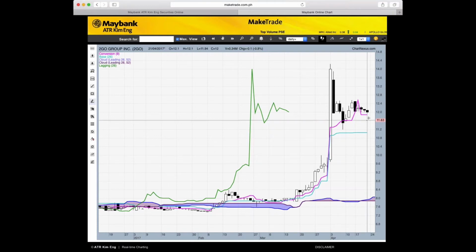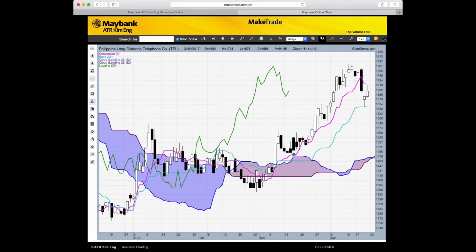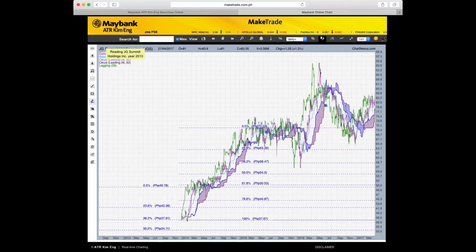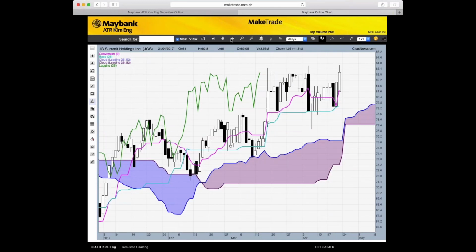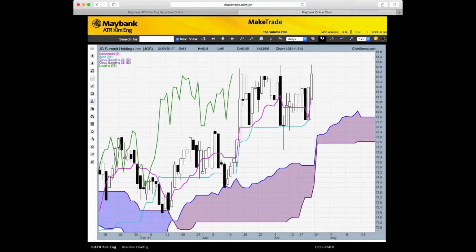Ayala also closed the week above the Tenkan-sen line. TEL broke below the Tenkan-sen line this week, but it was able to bounce off the Kijun-sen line. We will see next week whether it will be able to regain its momentum last week. JG Summit also ended the week strongly above the Tenkan-sen line.